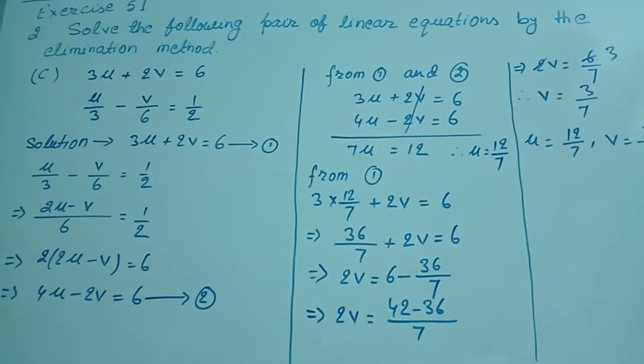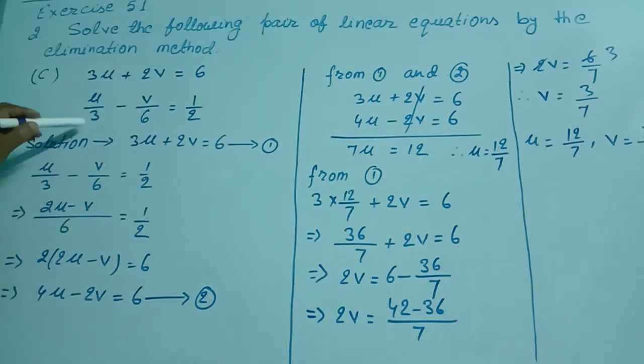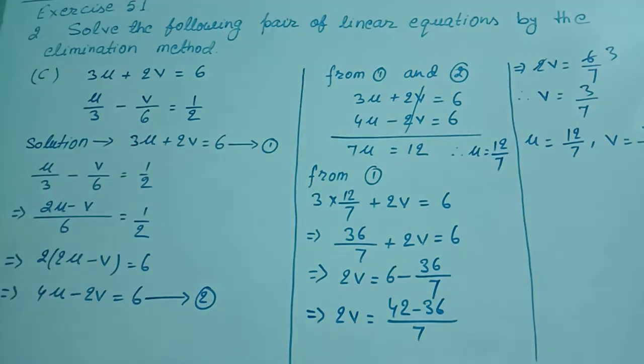Question number 2c, the equations are 3u plus 2v equal to 6 and u by 3 minus v by 6 equal to 1 by 2. 3u plus 2v equal to 6 is equation number 1, and this equation I solved in this way. u by 3 minus v by 6 equal to 1 by 2.